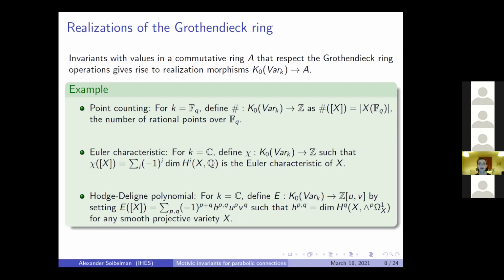Point counting is one example, but other examples include the Euler characteristic. If you take the Euler characteristic for cohomology, in the case where K is C, you end up with something that is also a realization. More relevant to the work of Hausel and his co-authors is the Hodge-Deligne realization, where you send each class of a variety over K, where again K is going to be C, to the corresponding Hodge-Deligne polynomial. Sometimes such invariants are called motivic measures, additive with respect to disjoint union and multiplicative with respect to Cartesian products.